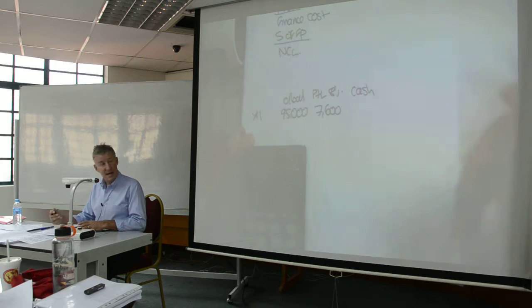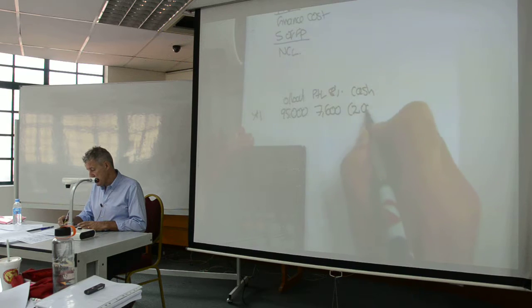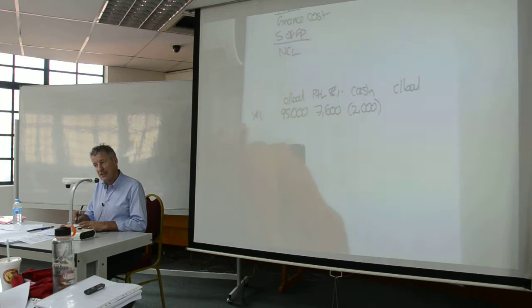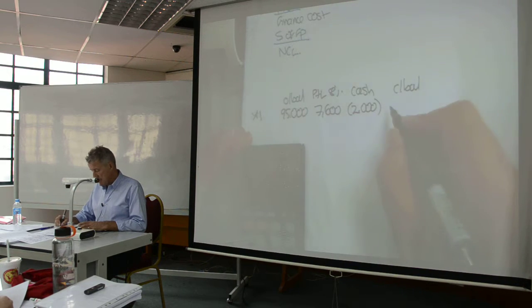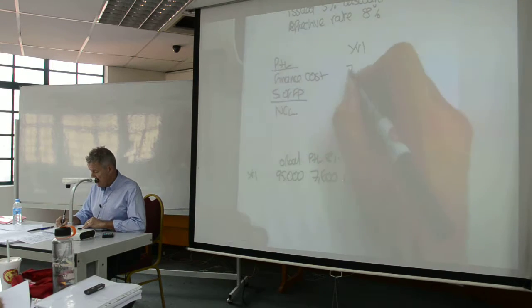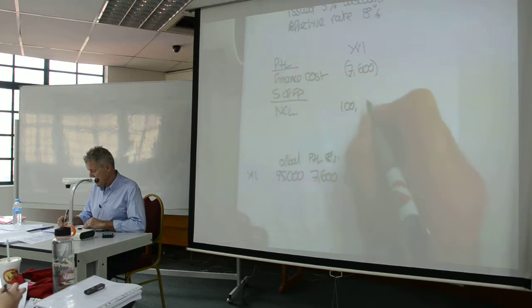The cash that you pay is the coupon rate. So the cash that you pay is the 2% on the 100,000, and you are not paying off any of the liability. So your liability is all non-current. So 95,000 plus 7,600 minus 2,000 is giving me here a closing liability of 100,600. Back I go, my finance cost is 7,600, and my non-current liability is 100,600.